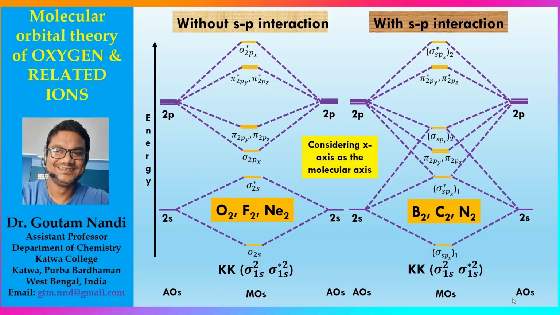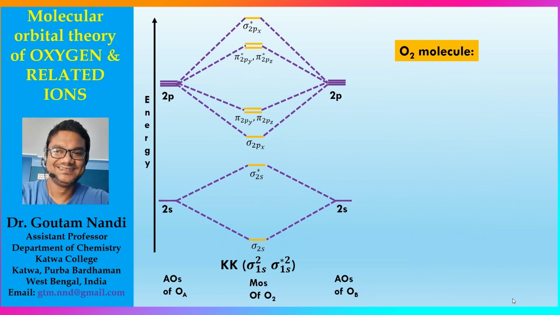In my last video, I discussed why we should consider the molecular orbital diagram without sp interaction for O2, F2 and Ne2, and for B2, C2 and N2 we should draw the molecular orbital diagram with sp interactions. If you are interested, you can go through that video as well. So for O2 we have to consider the molecular orbital diagram like this.